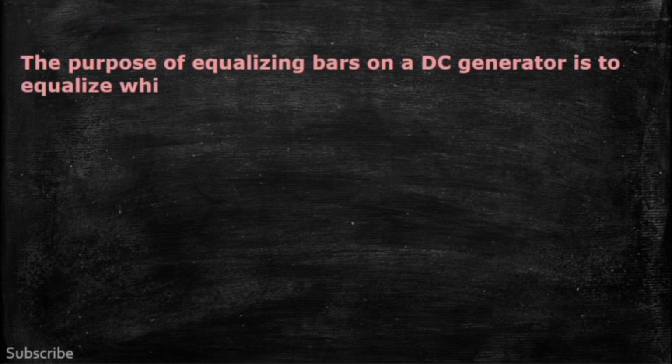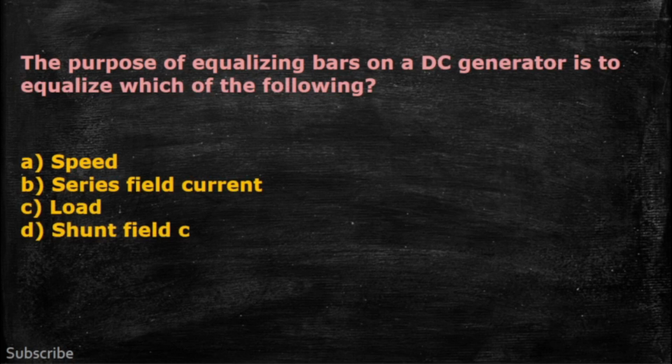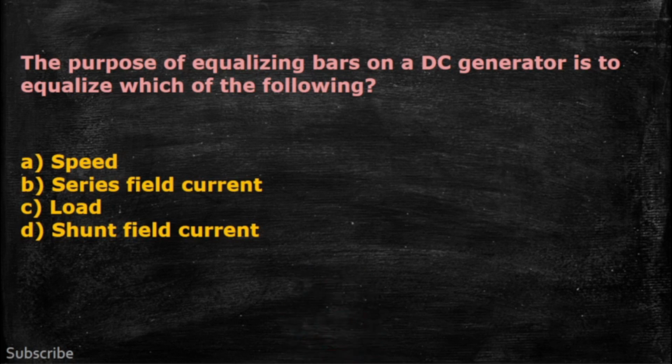Question number 30. The purpose of equalizing bars on a DC generator is to equalize which of the following? A. Speed, B. Series field current, C. Load, D. Shunt field current. The correct answer is letter B, series field current.